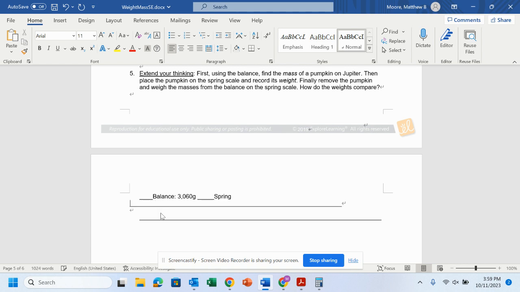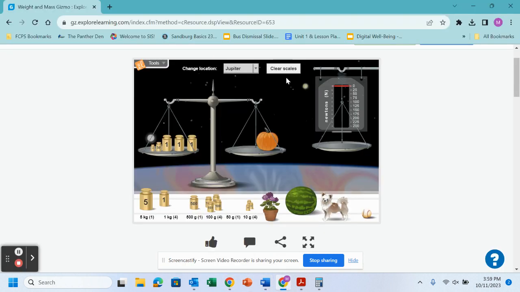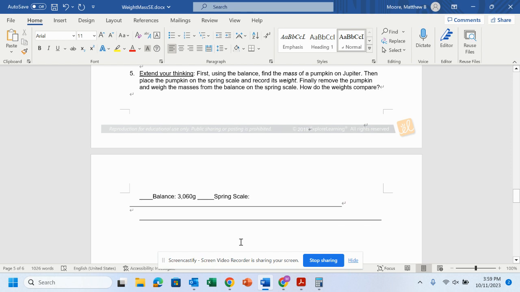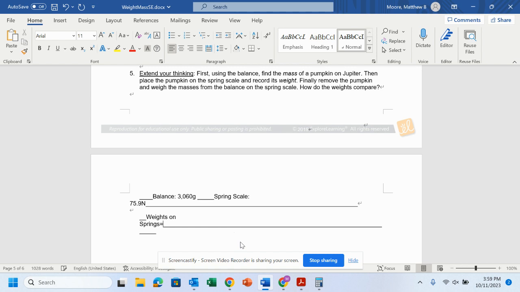So on the spring scale, what is it going to be? And your answer is going to be in newtons, right? So we're going to clear scales. So it's going to be 75.9 newtons, right? Now, how about the weights? Weights on spring scale.